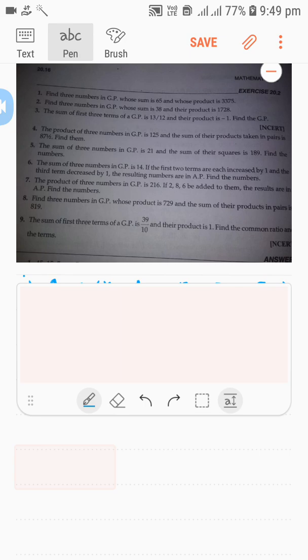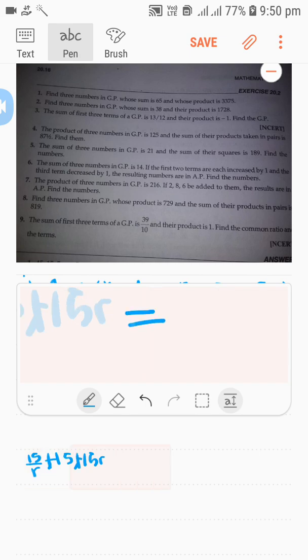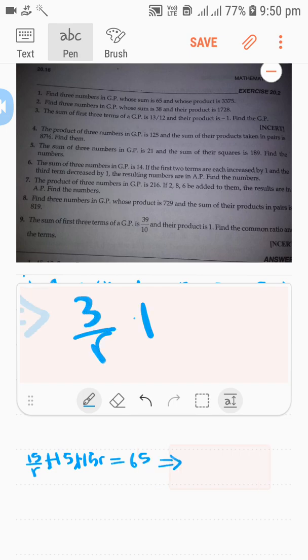Okay, so now you know that the middle term is 15, so our three numbers are going to be 15 upon r, 15 and 15r, and we know that the sum is going to be 65. So when you add them up, you should get 65. Now you can see that this is becoming a quadratic equation. So now we can cut down a factor of 5 from both sides, which will give us 3 upon r plus 3 plus 3r is equal to 13.